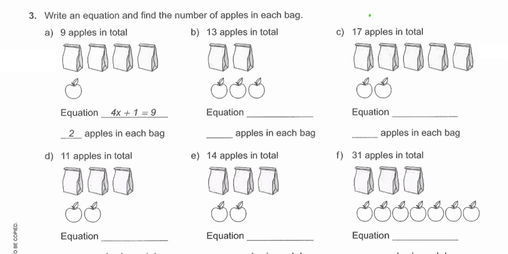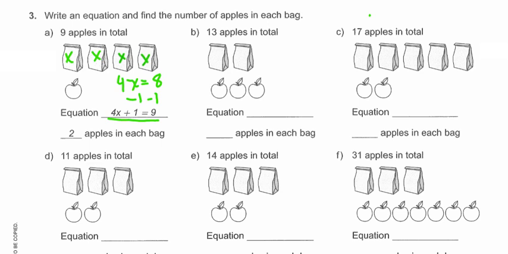3, write an equation to find the number of apples in each bag. So this one you actually need to now solve your equation. For this one, they show here's our 4x's. 4x plus 1 equals 9. And then they solve this. So how do they solve it? Well, first they go minus 1 on each side. So you'd have 4x equals 8.